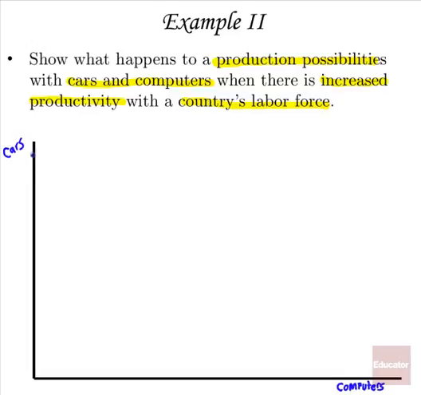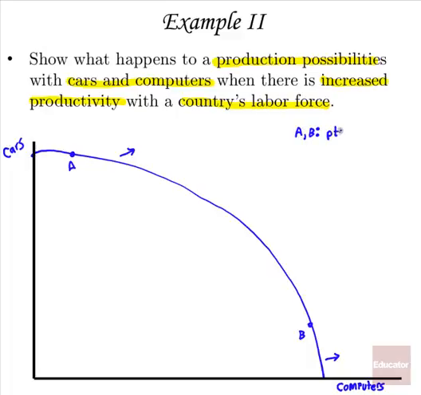Again, you're going to have this production possibilities frontier with increasing opportunity costs. And what happens? Let's say points A and B are points of efficiency. And just for good measure, points of inefficiency would be point C. So anywhere underneath the production possibilities frontier would be underutilization, or points of inefficiency.